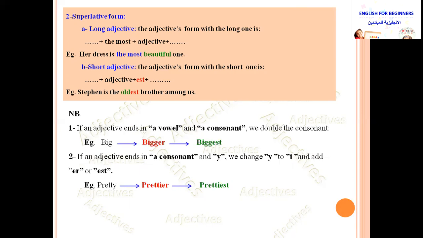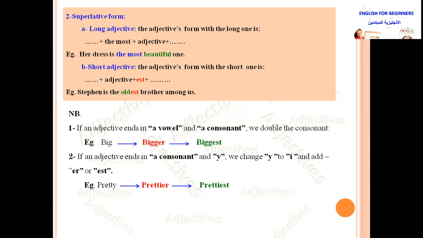Here I have two remarks, or two notes. The first one: if an adjective ends in a vowel and a consonant, which means the adjective has a vowel and a consonant at the end, here we double the consonant. This is the case of the word big in the previous example. Big, I double the letter G: bigger, or biggest, in both comparative and superlative form. Why? Because it ends with a vowel and a consonant. This is for the first note.